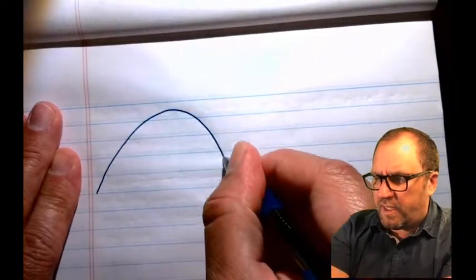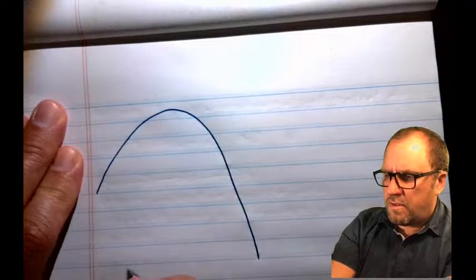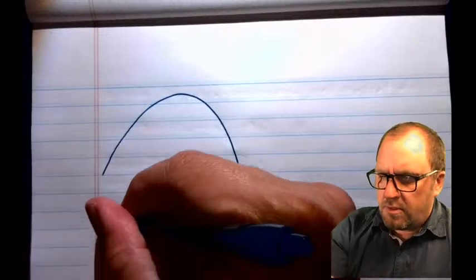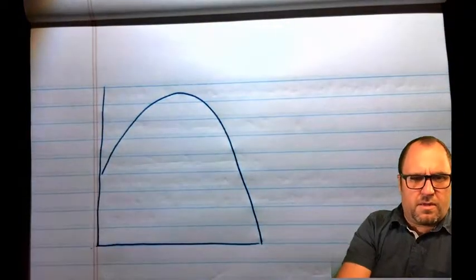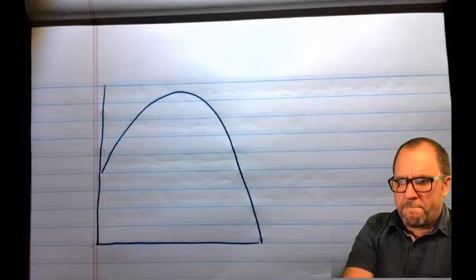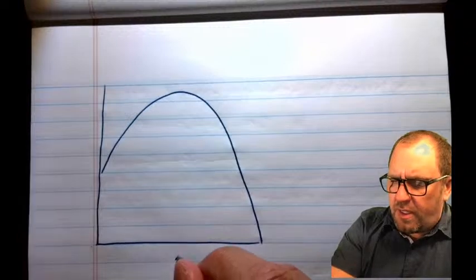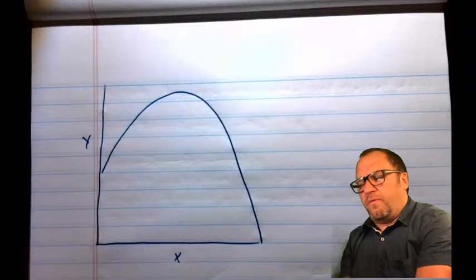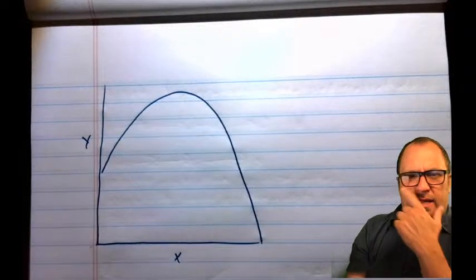All right, let's talk about projectile motion. Okay, so let's say we have a projectile and it looks something like this. We'll draw it at a height like this. Okay, so here's our projectile. Okay, so here is X and here is Y. And let's talk about velocity and acceleration vectors.